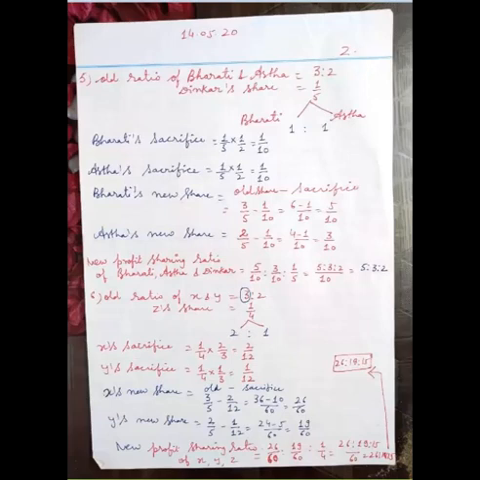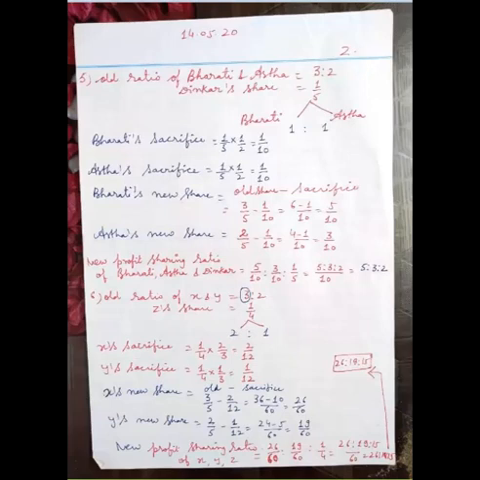Okay. Now see question number 6, beta. X and Y are partners in a firm sharing profits and losses in the ratio 3:2. Z is admitted as a partner with 1/4 share in profit. Z takes his share from X and Y in the ratio 2:1. Calculate the new profit sharing ratio. In this question, Z is the new partner, his share is 1/4.